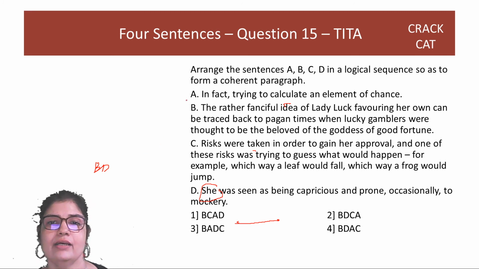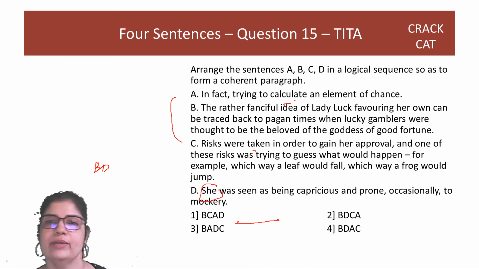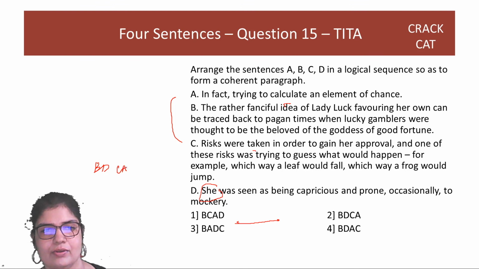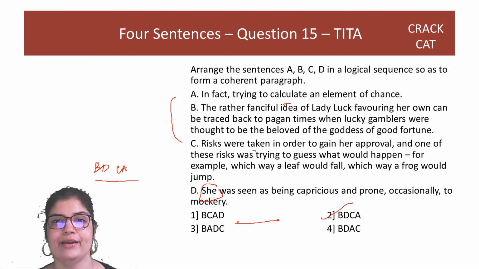Also, if you see, A is a conclusion for C. We're trying to guess what would happen, right? In fact, trying to calculate an element of chance. So it should be CA. And there's only one option, it's the second option. So great, I hope you all had a good time with Jumble Paras today. I know I'm a weirdo to like them, but I'm sure you like them too.